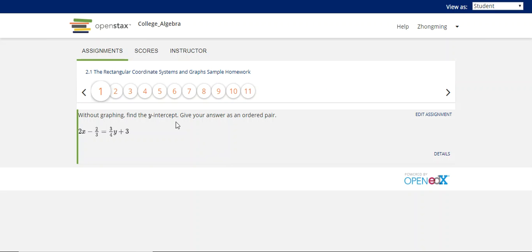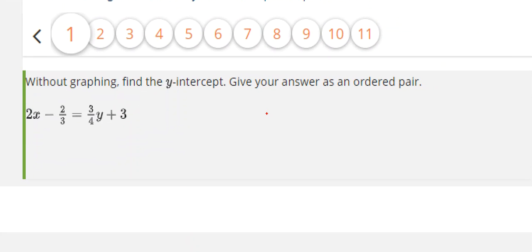Hi guys, this is problem number 1. In this problem, you're given an equation in two variables. This equation is called linear because take a look at the power of x, which is 1, the power of y, which is also 1. Whenever the powers are 1, that means a linear equation. Now your job is to find the y-intercept, but of course you also want to know how to find the x-intercept as well. How do we do that?